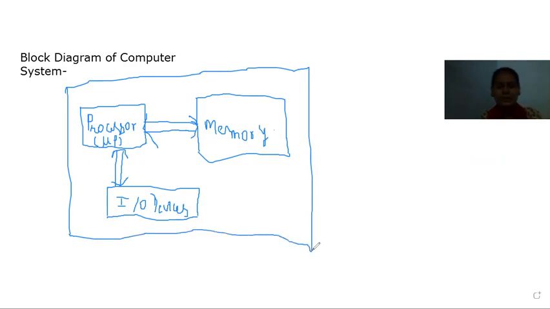So students, this is the block diagram of computer system in which we are using input output devices, memory and processor. Processor means a chip. Here I wrote MUP. MUP means microprocessor.